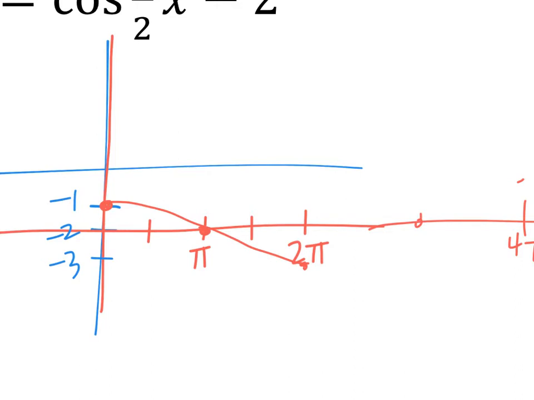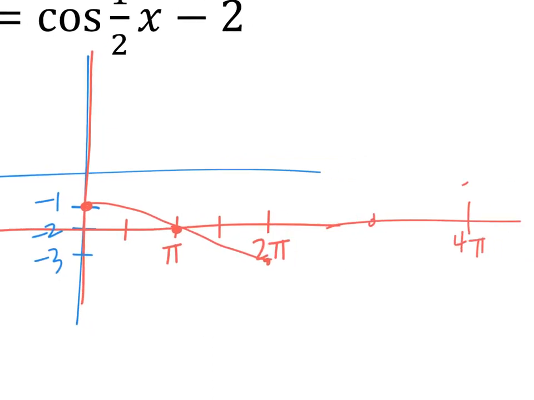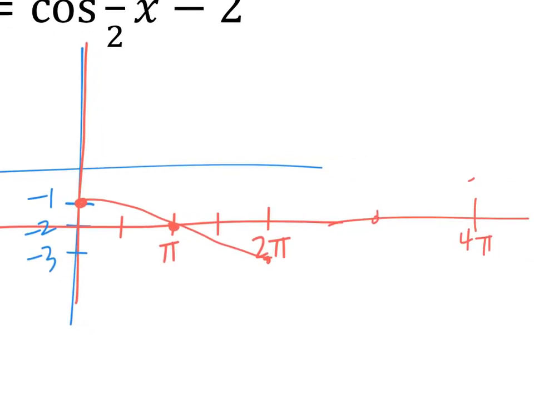Why did you go like 2 steps? Because you did like 2 pi. The period is 4 pi, right? Yeah, so then halfway is here, halfway is there. So then technically it should go down, down, up, up. But then we only saw half of the graph up to 2 pi.